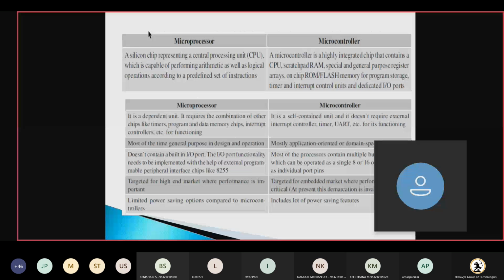You can see a silicon chip representing a central processing unit, and the microcontroller is like this. It is going to have the IO ports and 8255, all those things. We have seen this in the first class itself, so I'm going to skip it here.